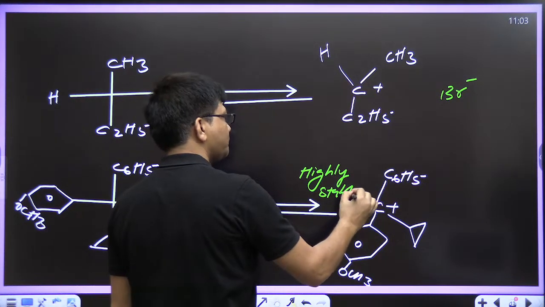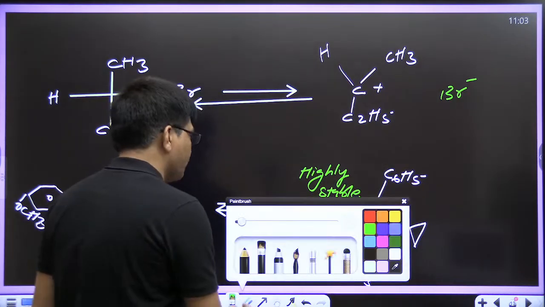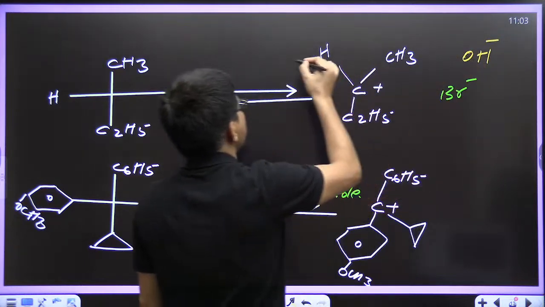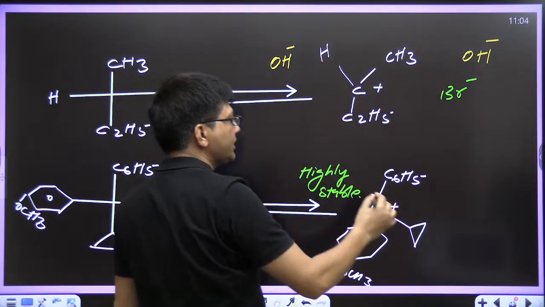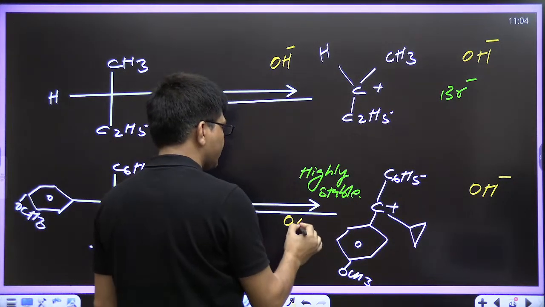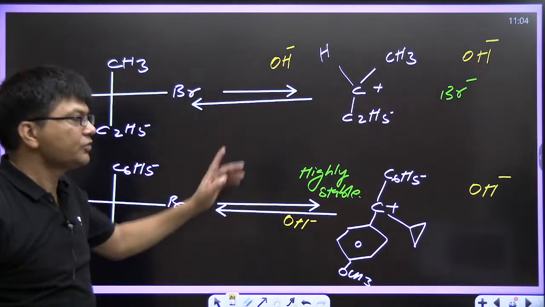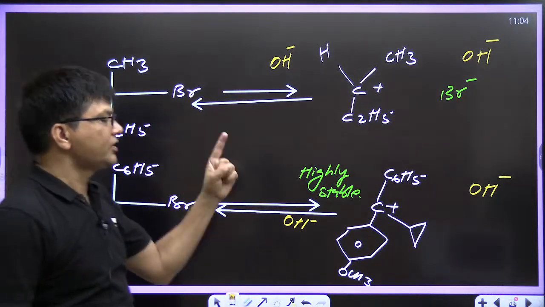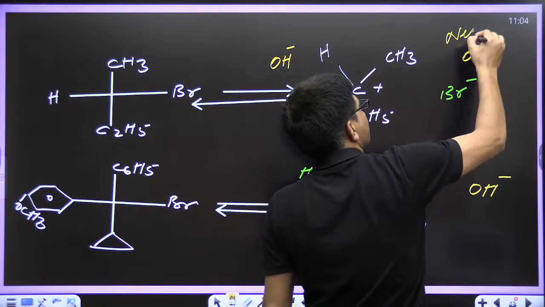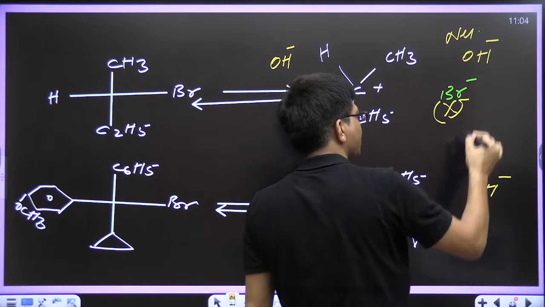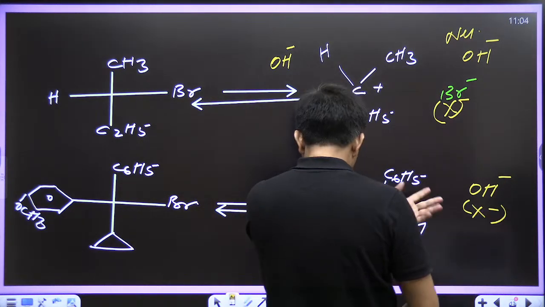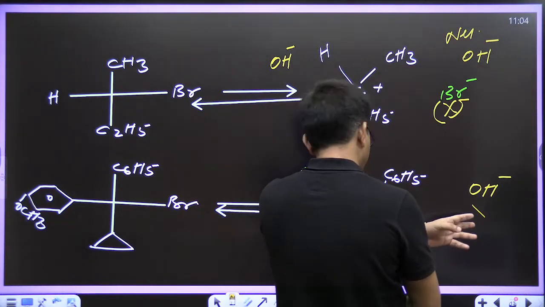Now, what do you think? The incoming group, the attacking agent, in which case does the attacking agent have equal opportunity to attack from the front side as well as from the back side? Do let me know, out of these two cases, in which case the incoming nucleophile is getting its halide gone. This is the nucleophile, this is the nucleophile.